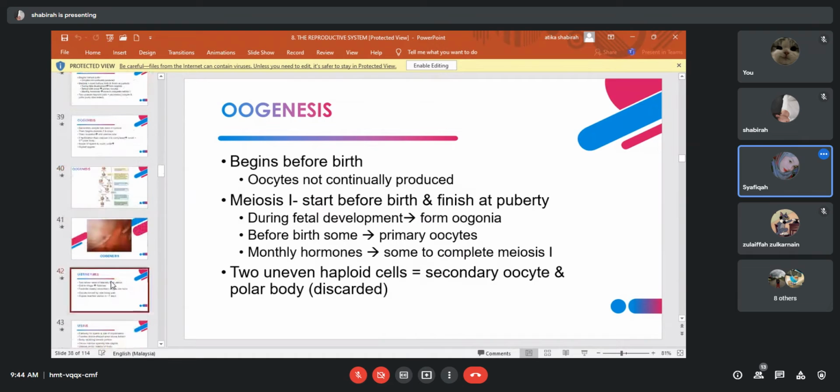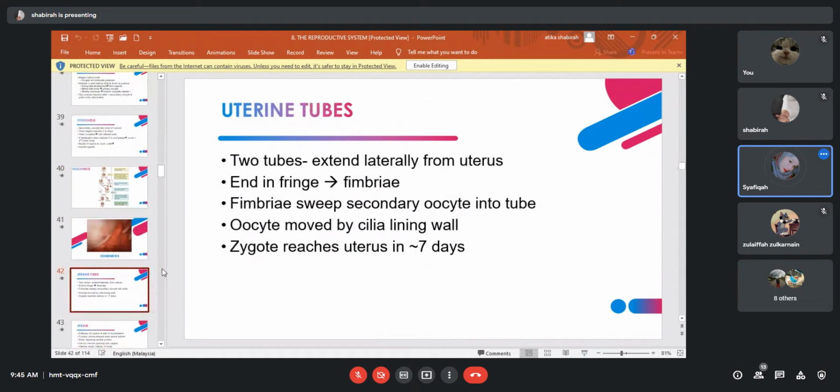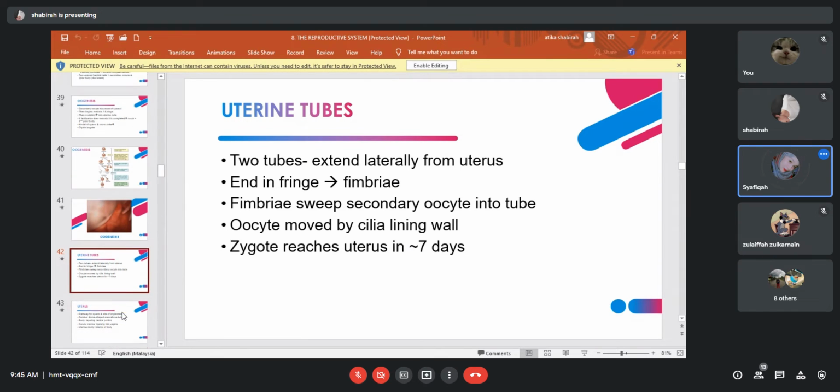Okay, for next is uterine tubes. Yang uterine tubes ni dia dikenali sebagai fallopian tubes. Dia ada two tubes yang extend laterally from uterus, and in fringe tu dia dipanggil sebagai fimbriae. Fimbriae, dia sweep secondary oocyte into tube, and oocyte move by cilia lining wall. Zygote reach uterus in 7 days.